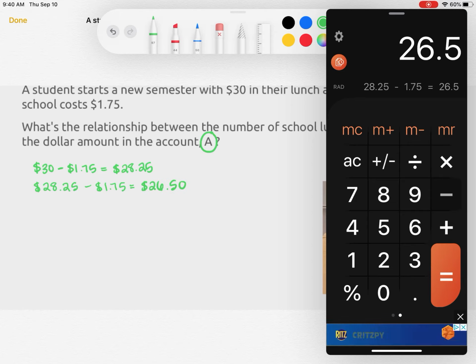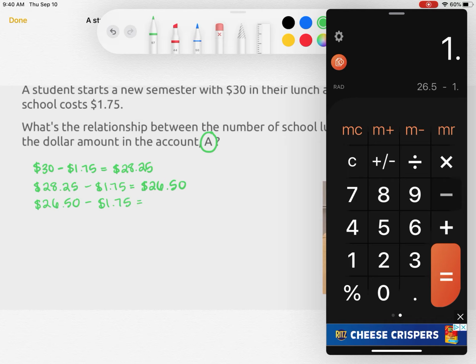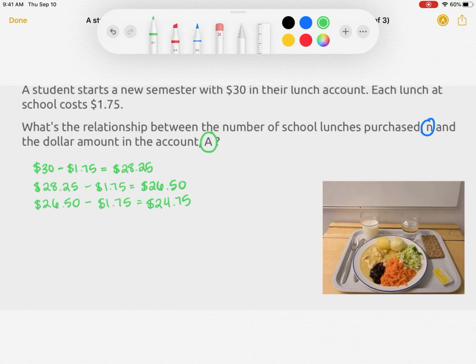I can do this again. The next day they're going to buy another lunch. They aren't going back to the $30 or the $28.25. They have $26.50 now. And they buy another lunch, so they subtract $1.75 again. Okay. So if I subtract $1.75, I get $24.75. So we can kind of see what's happening here in terms of numbers. Now we just need to put it into a relationship.